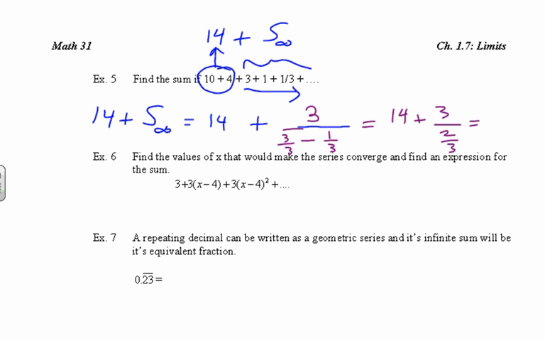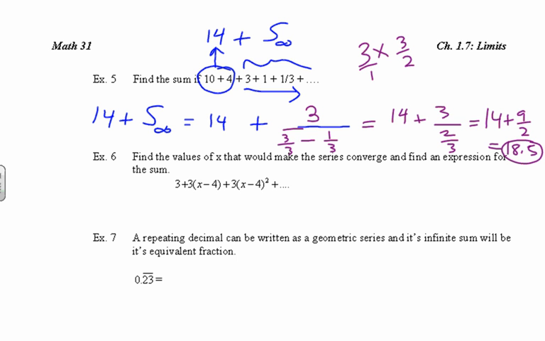So what's 3 divided by 2/3? It's the same as 3 multiplied by the reciprocal, right? So what's 3 times 3/2? 9 halves. 9 halves is, of course, the same as 4.5. So we have a total of 18.5 here. Or 37.5. I mean, 37 over 2.